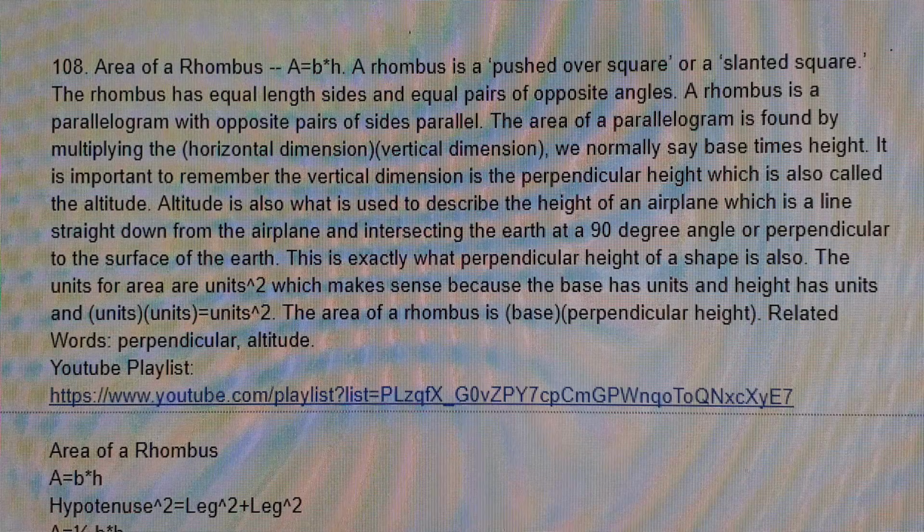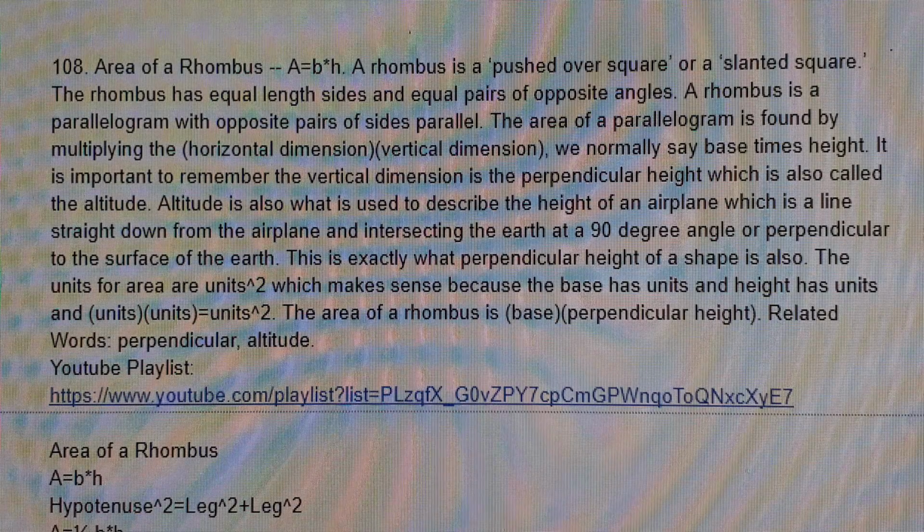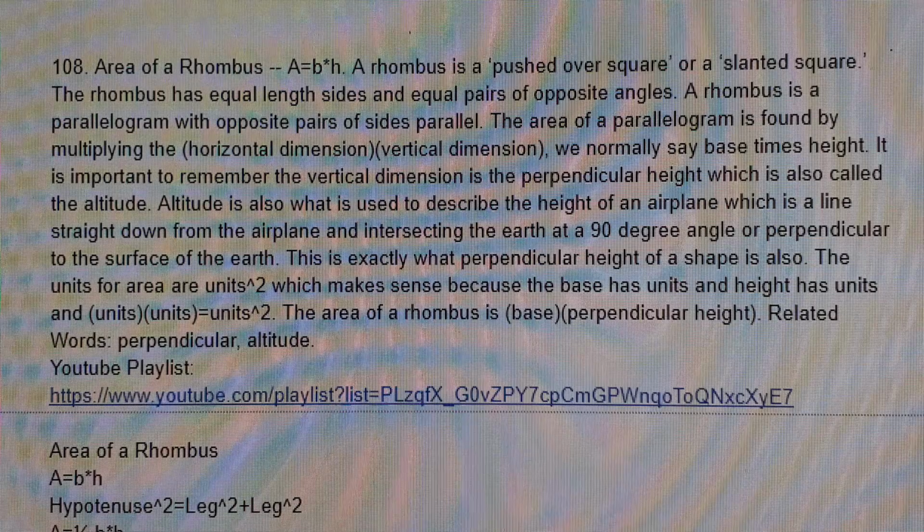The units for area are units to the power 2, which makes sense because the base has units and the height has units, and units times units equals units to the power 2. The area of a rhombus is base times perpendicular height. Related words: perpendicular, altitude.